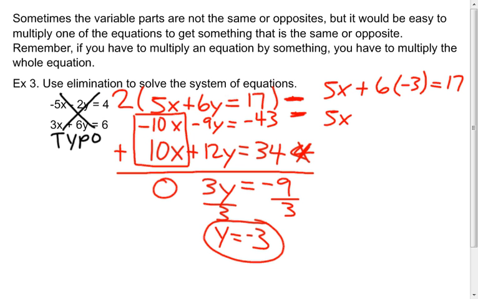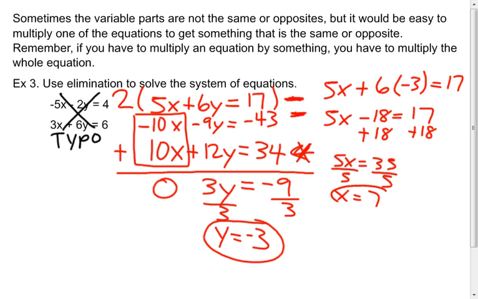Positive 6 times negative 3 is negative 18. Add 18 to both sides. 5x equals 35. Divide by 5, and I get x equals 7. So my ordered pair is 7, negative 3.